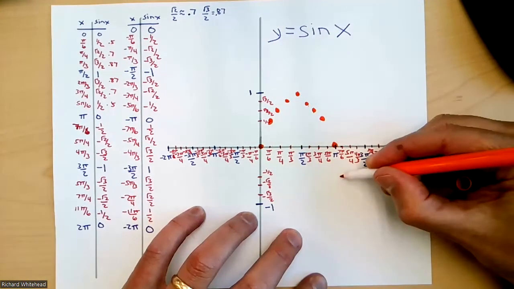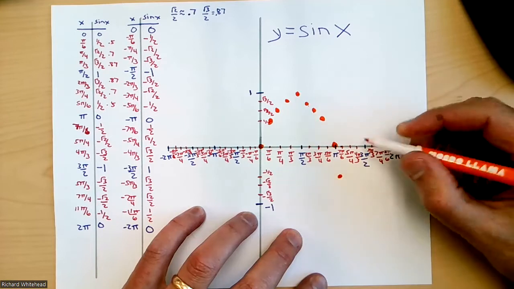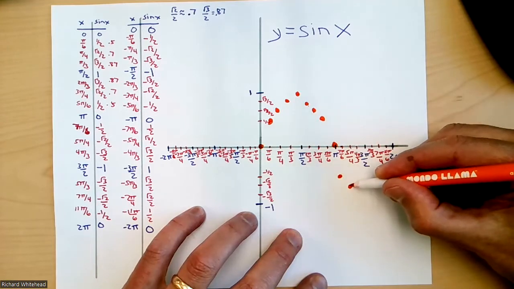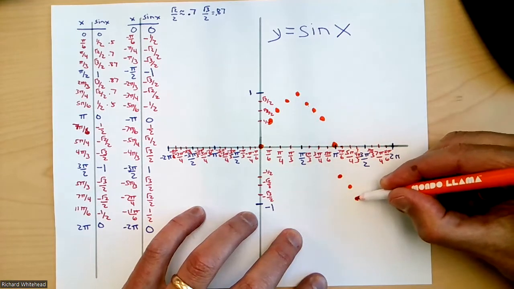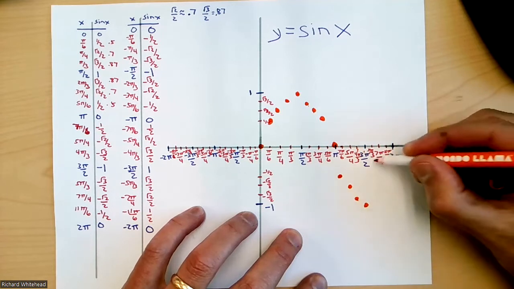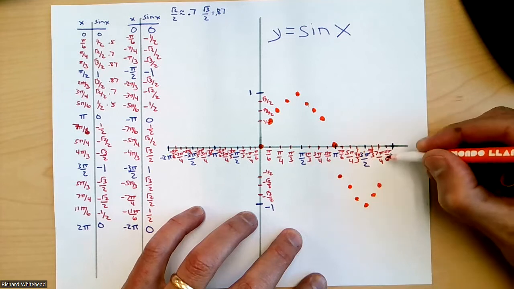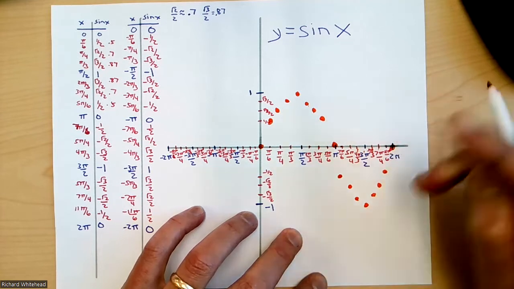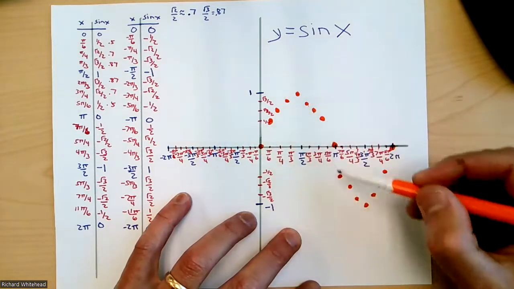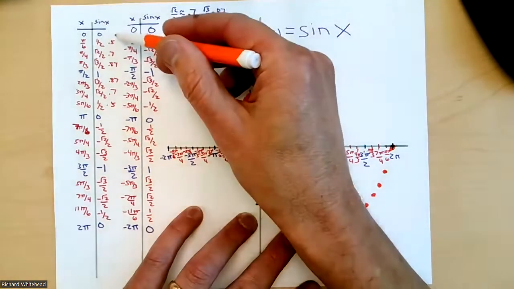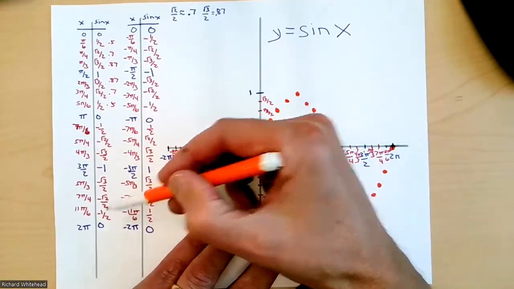And then 7 pi over 6 was down here at -1/2. 5 pi over 4 was at -√2/2. 4 pi over 3 was at -√3/2. Then -1. 5 pi over 3 was back to -√3/2, and so on. This is a perfect picture, like all my pictures. So you're saying, wait a second, I just went one lap around the unit circle. That's what that was. I did all the unit circle values, one lap.